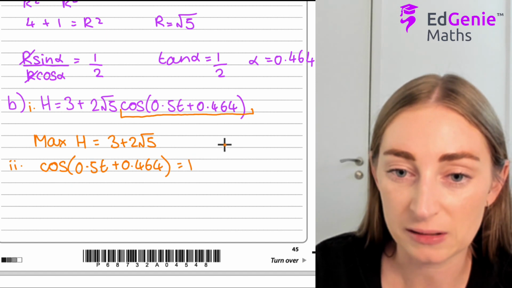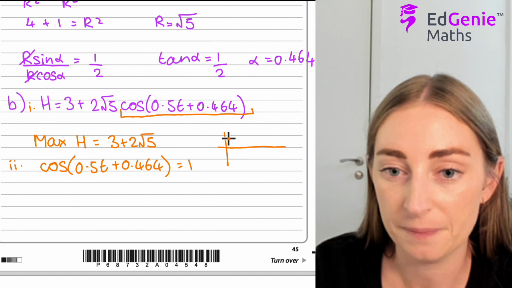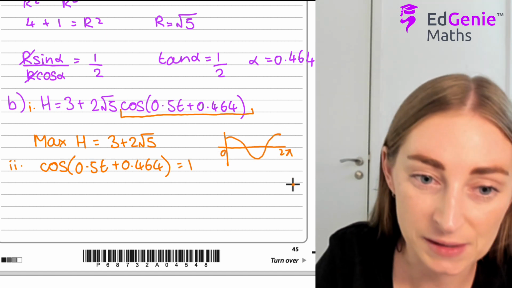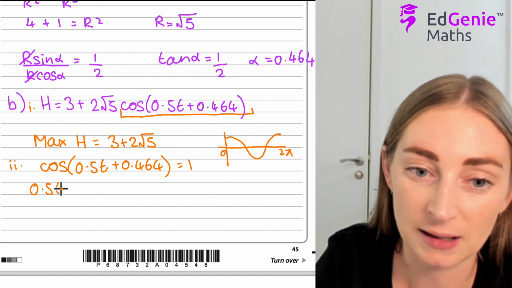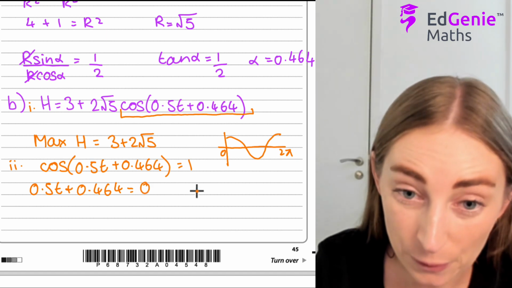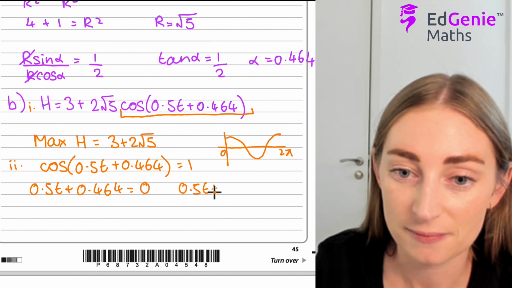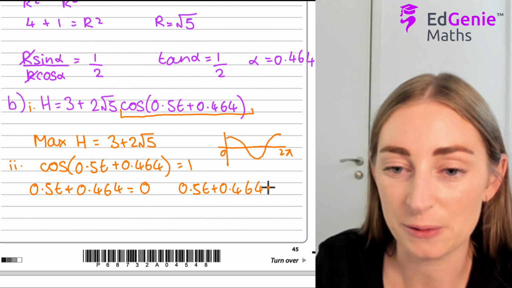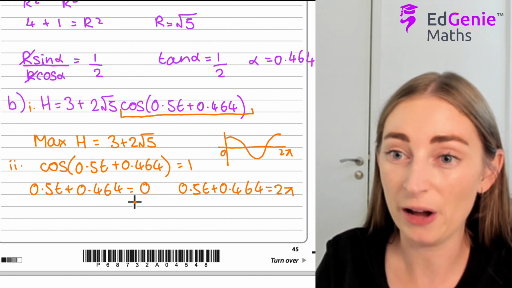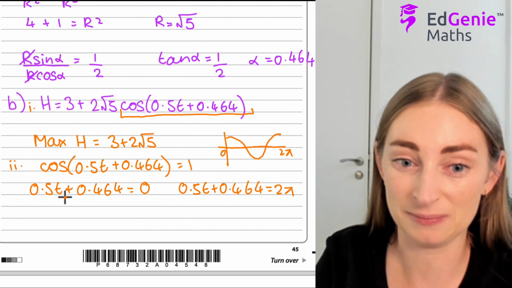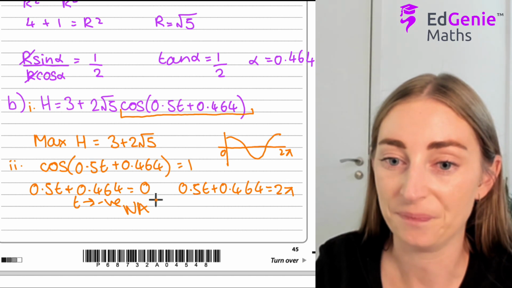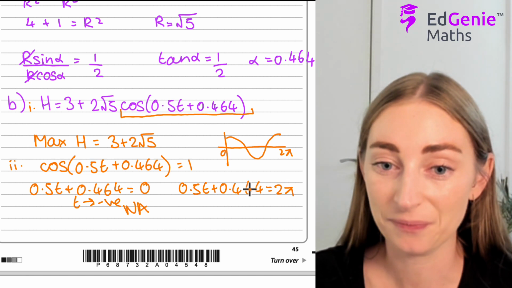So we're going to have 2 values if you think about your cos graph. It's going to be here at 0 and it's going to be here at 2 pi. So 0.5t plus 0.464 can equal 0, or it can equal 2 pi. This one, straight away, I can see if I work it out, t is going to be negative, so I can't do that one. This one we can do.